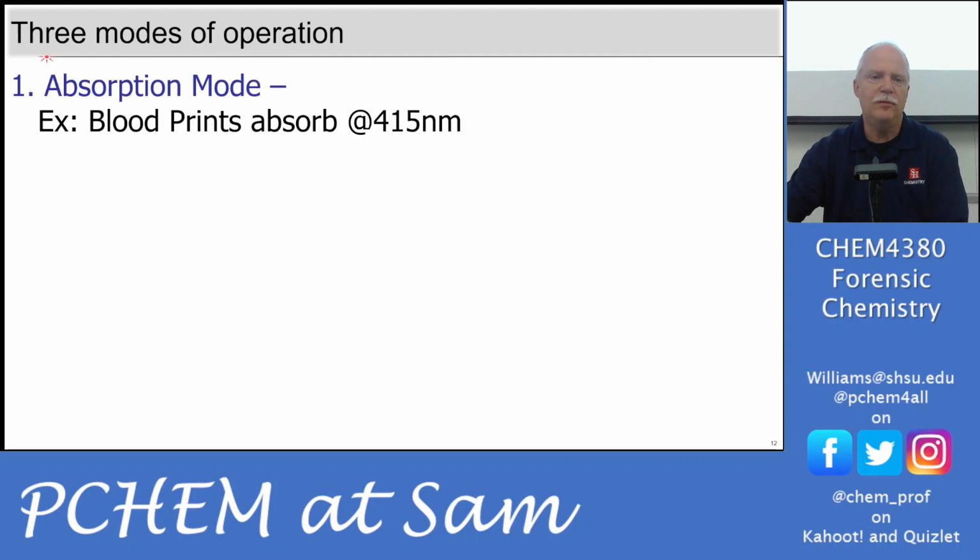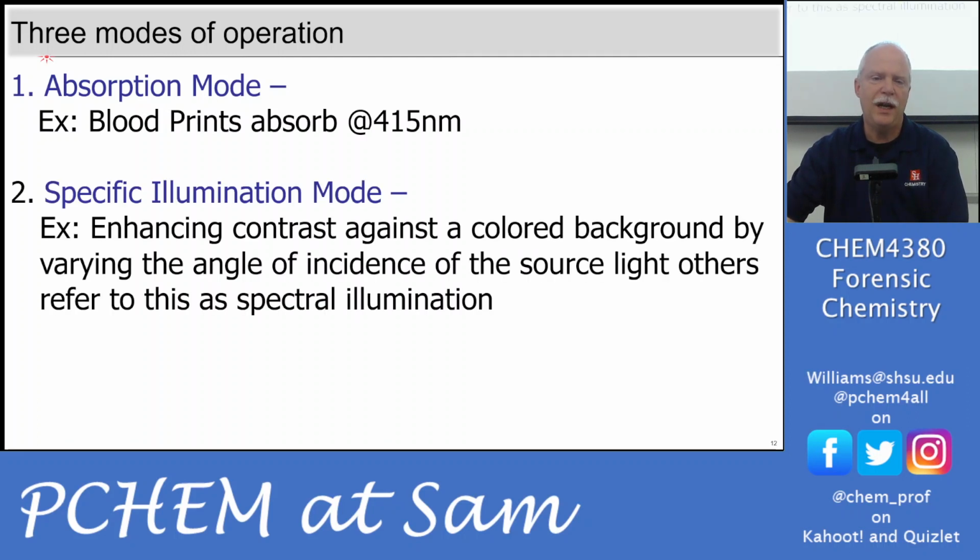So we can use absorption mode, so we can look for dark spots. If we have a light source at 415 that's going to be absorbed by red, bloody residue, then we can look for dark spots, and that would be using absorption mode. We could also enhance contrast against a colored background by changing the angle of incidence of light. Now that's a really good technique.